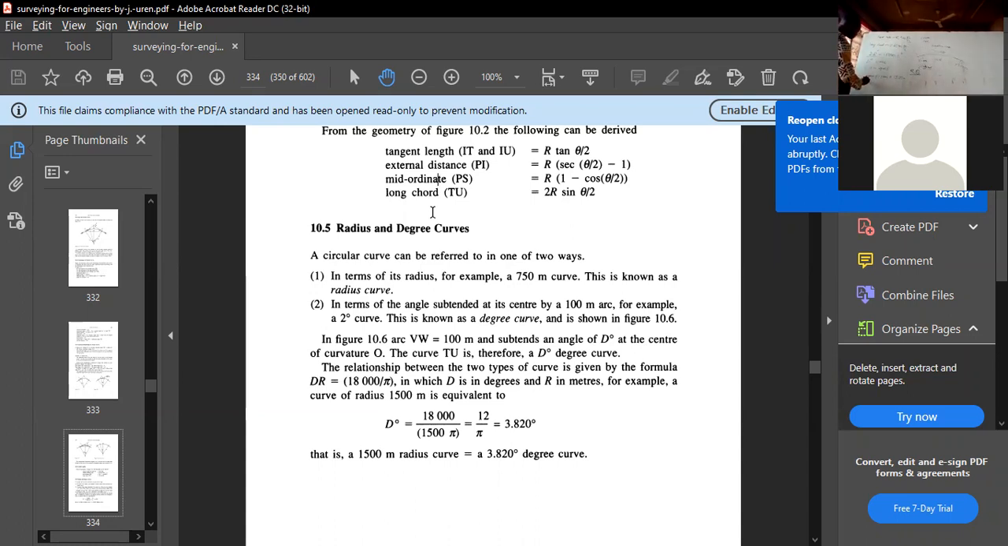What is the degree of a curve? If you get it, just tell me. Then you move on. It's okay.